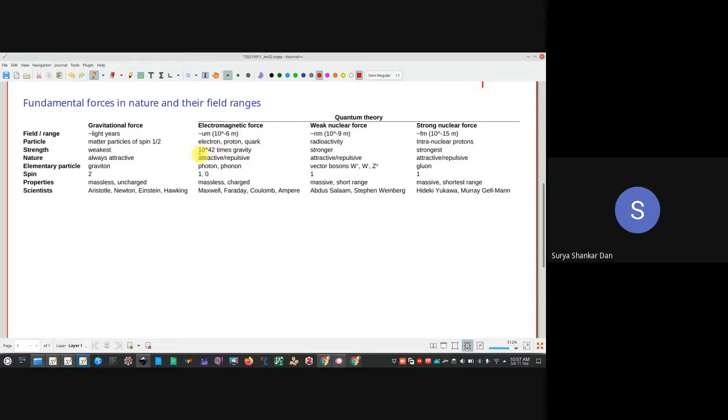Notice this is where it becomes really interesting. It is 10 to the power of 42 times stronger than gravity. Now, the electromagnetic force, we will not have time for that today. In the next class, we will begin with the electromagnetic force and the rest. So what we'll observe is that the electromagnetic force is 10 to the power of 42 times stronger than gravity.